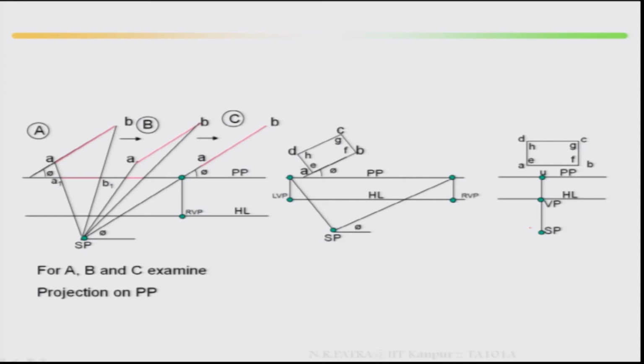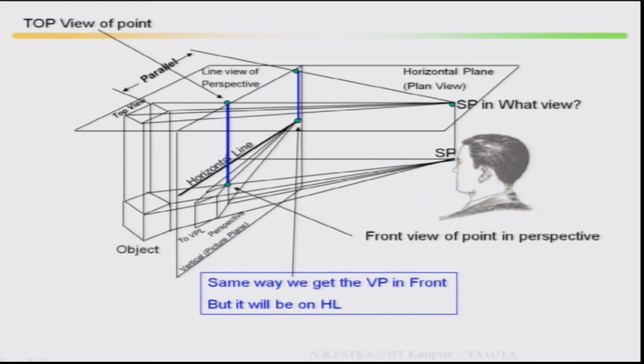This is A, B, then C, then again A, B, C. Look at this: station point, horizon line, picture plane. See how it is moving, A, B, C. Before I come to this, let me go to the 3D view.